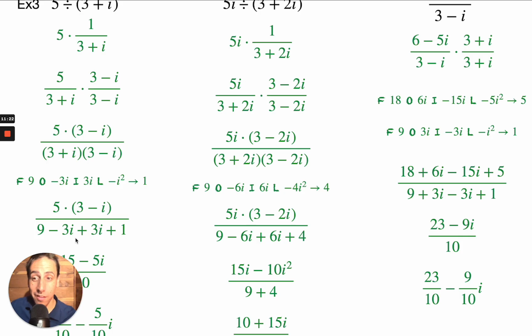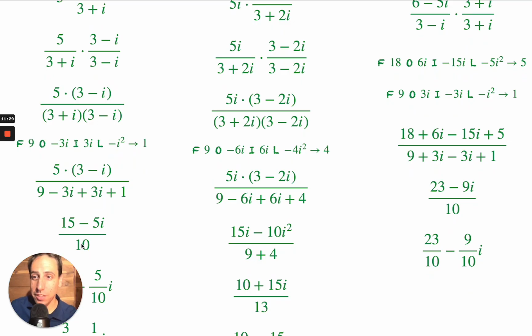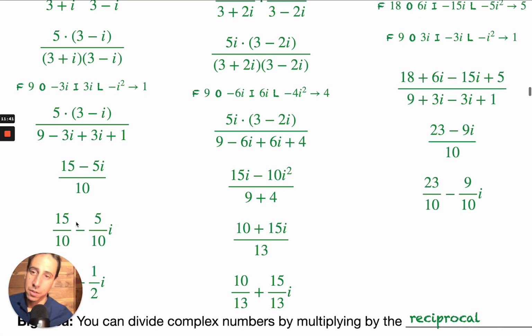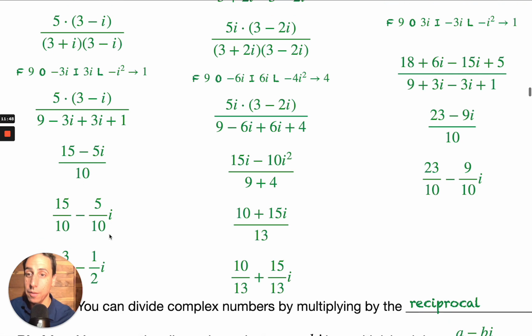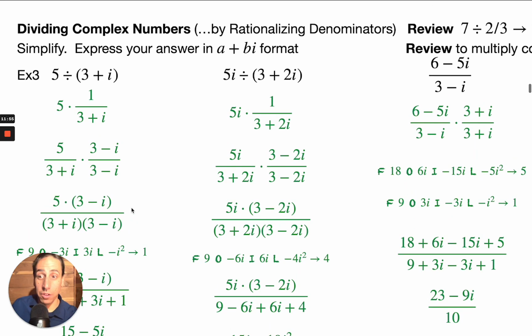But wait a minute. The imaginary parts cancel. Minus 3i and positive 3i. Isn't that lucky? No, it's not luck. We arranged it. So when you distribute the top, you get 15 minus 5i. And then 9 plus 1 is 10, and the imaginary parts cancel. So you can even split this up into a plus bi format: 15 over 10 minus 5 over 10i. Notice both of these have to be over 10. And then when you do that, you can simplify them and you get a plus bi. That's the format. That was a huge, long process.